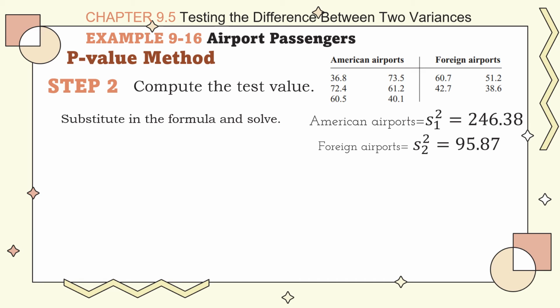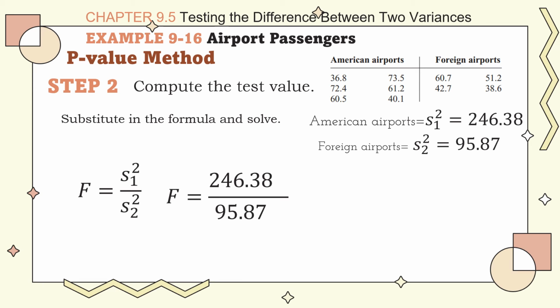Next, substitute in the formula and solve. Since our values are in the form of sample variance, we just substitute them and do not square them. So we have 246.38 over 95.87. So the F value is 2.57.